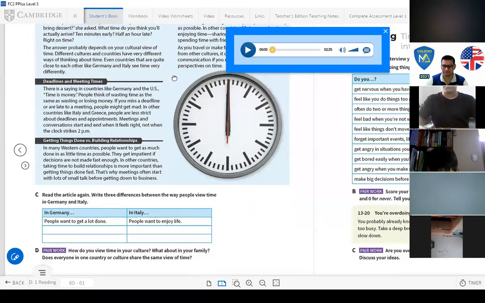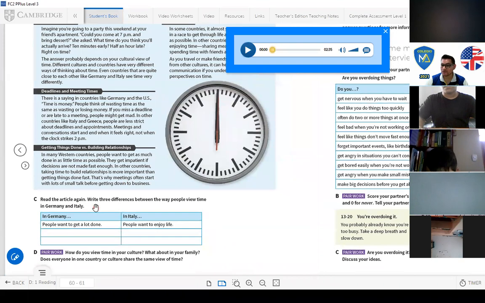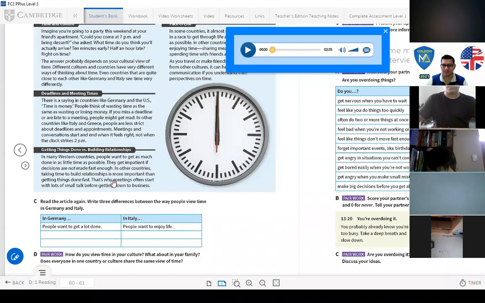What do we have to do here? Read the article again, write 3 differences between the way people view time in Germany and Italy, no? For example, here it says, in Germany, people want to get a lot done. In Italy, people want to enjoy life, no? What else? What more difference can you find? For example, here it says, for German people, the time is money.